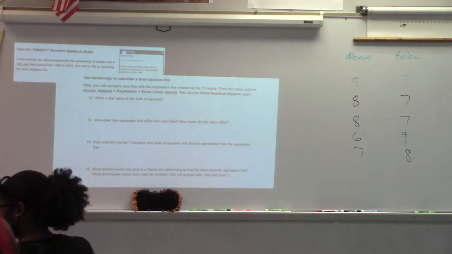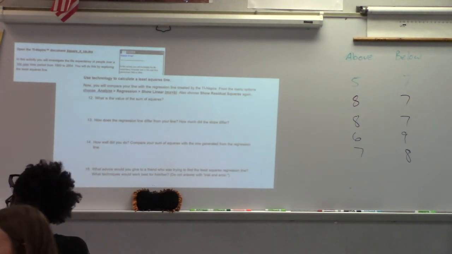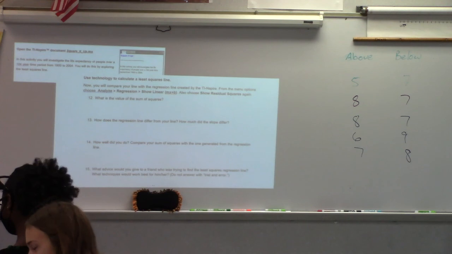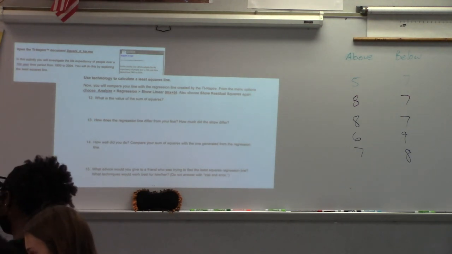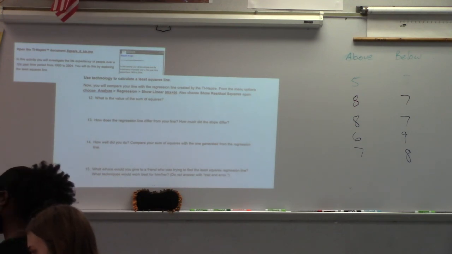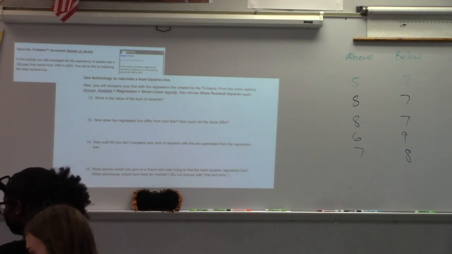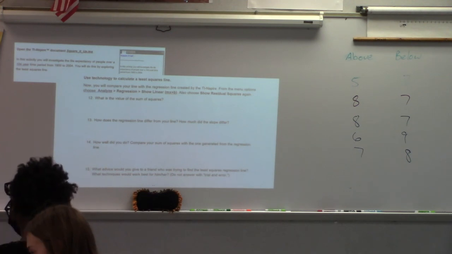So, remember menu, analyze, there's an option to show residuals. Yeah, you need to do your regression line and then show all that as well. What's your calculator? I don't know what you did there. Show me again how you got the least squares regression line.